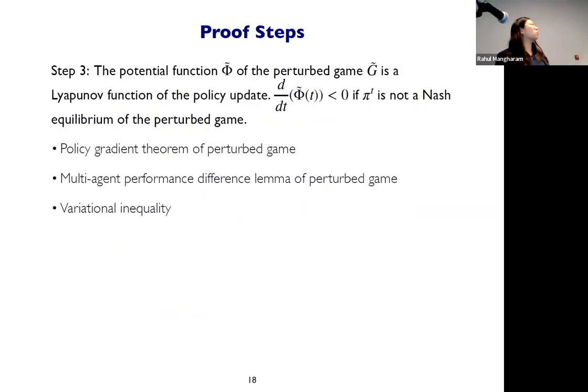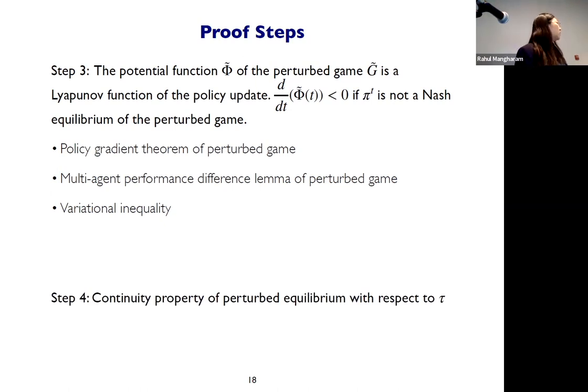And the third step is showing that there exists a Lyapunov function. Although the proof of the Lyapunov function does need to involve a couple of items, including the policy gradient theorem of the perturbed game, the multi-agent performance difference lemma, as well as the variational inequality, that is the game component.